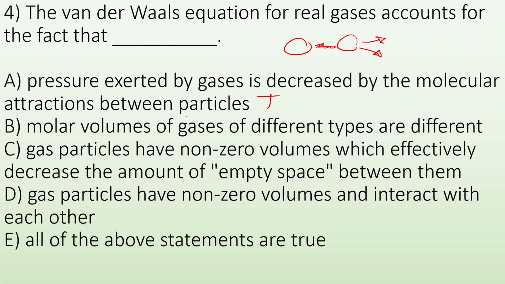Let's see. Accounts for the fact that molar volumes of gases of different types are different. That is true. Some gas molecules are bigger than others, and the van der Waals equation accounts for that. What about this? The gas particles have a non-zero volume, which effectively decreases the amount of empty space between them. That is also true, right? Ideal gases, we say they're so small we ignore them, but in reality, they're bigger and they take up space, which means there's less empty space between them. All right, what about D? Gas particles have non-zero volumes and interact with each other. Yeah, it accounts for that. So choice E, all of the above. The van der Waals equation accounts for all of those things.